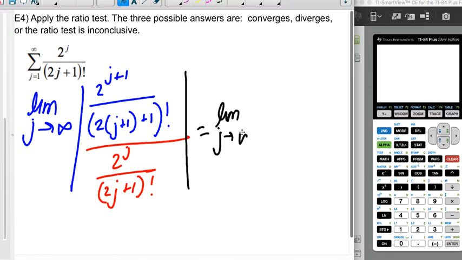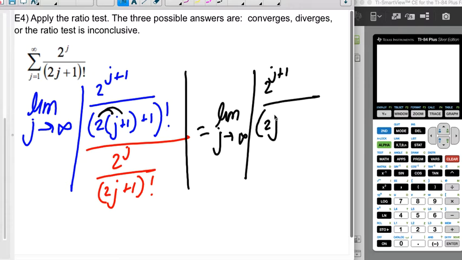You need to make sure you have the limit. So this is going to be 2 to the j plus 1 over, so this is 2j plus 2. So altogether, it's going to be 2j plus 3 factorial, right? I kind of ran out of room. Let's leave it this way for now because I ran out of room, and I'll fix it in the next row.